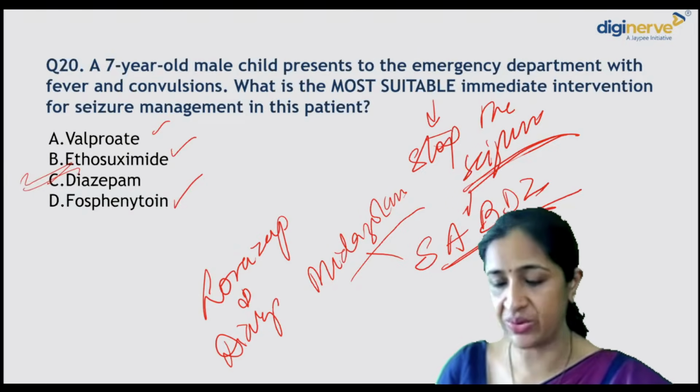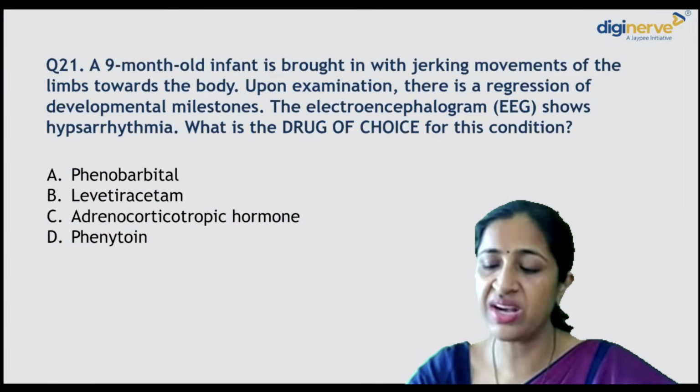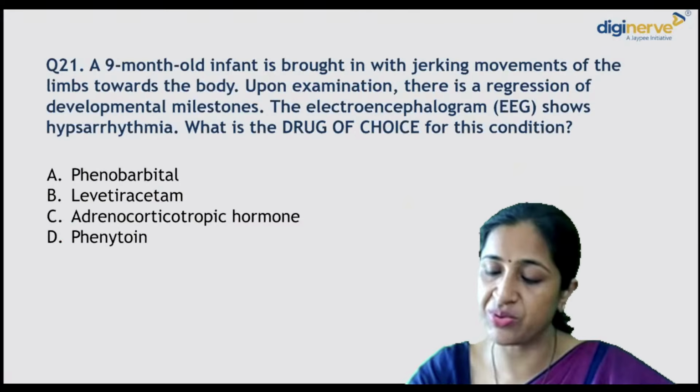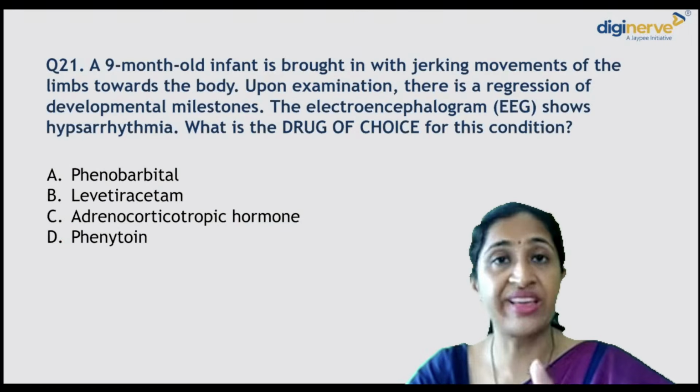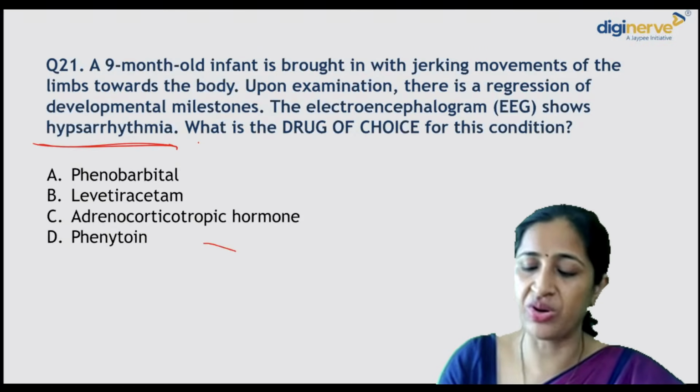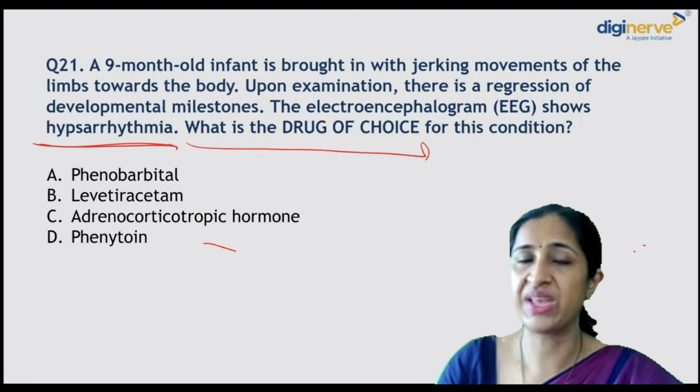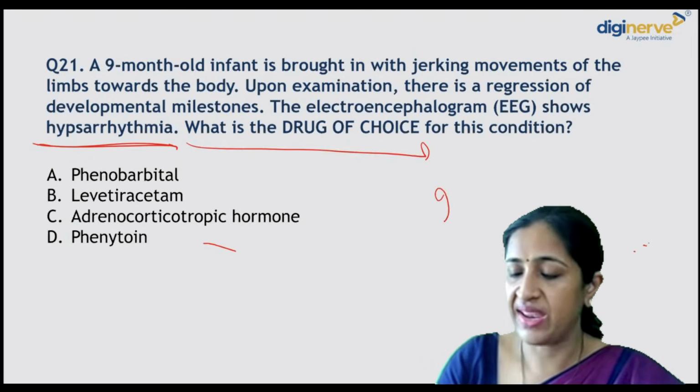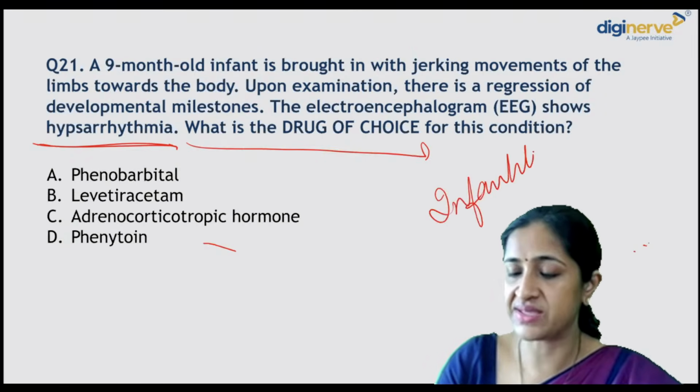Okay. Then evaluation. A 9-month-old child again brought with jerky movements. Upon examination, neuroregression is seen. Okay. The EEG shows hypsarrhythmia. This is a big clue. Where do you see hypsarrhythmia? You see hypsarrhythmia in infantile spasms.